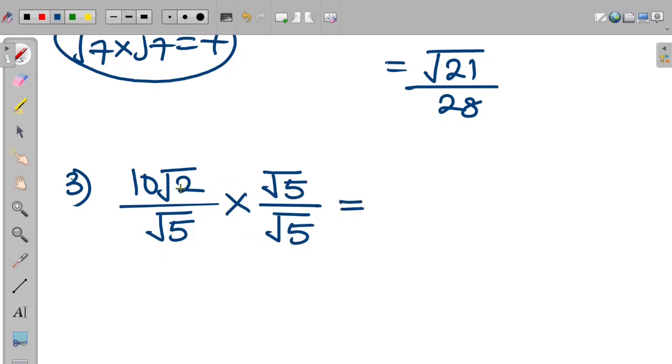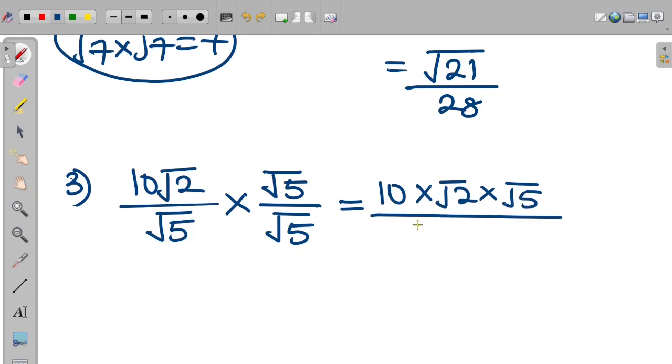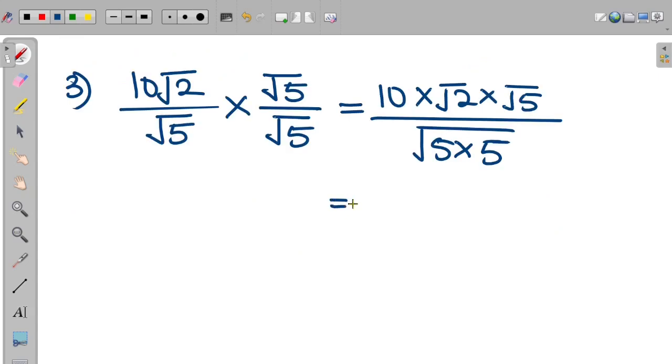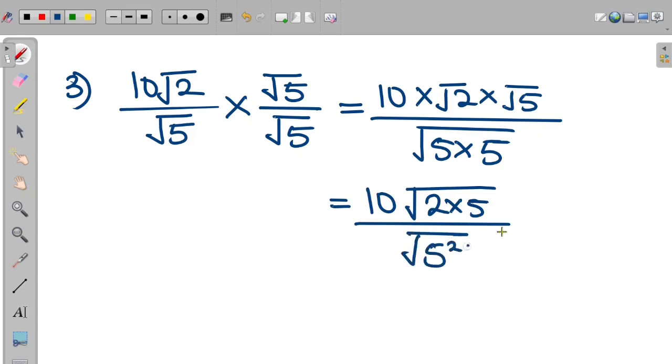So first, let us simplify the numerator. We have 10 multiplied by root 2 times root 5. For the denominator, we have 5 times 5. Now for the numerator, we have 10 multiplied by root 2 times 5, divided by, at this point, root 5 all squared.